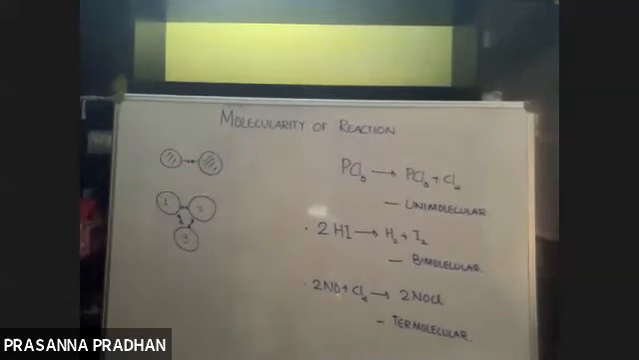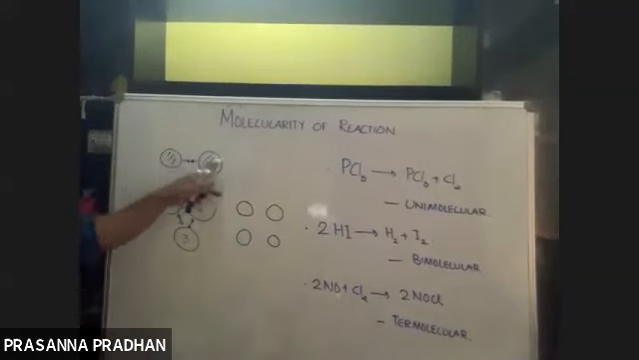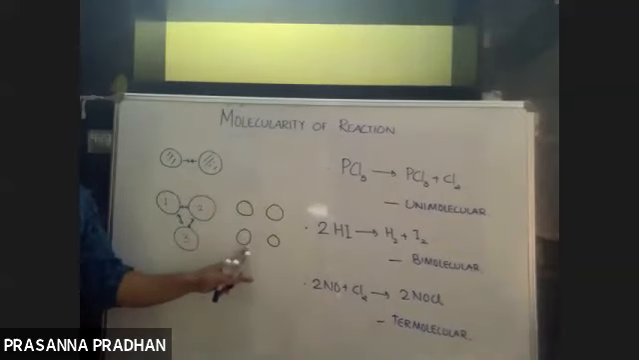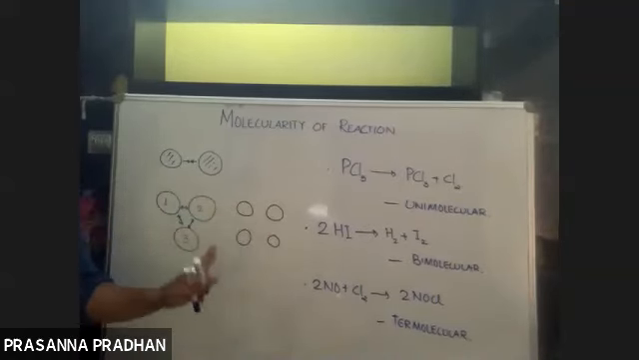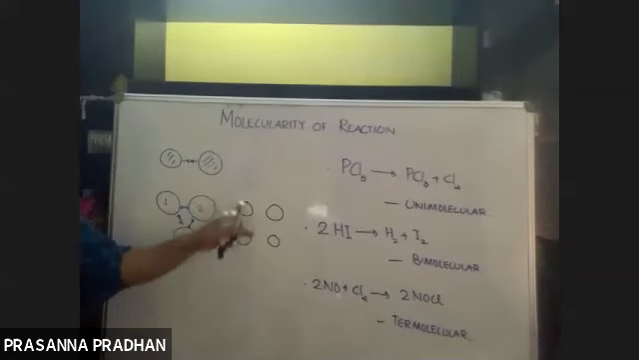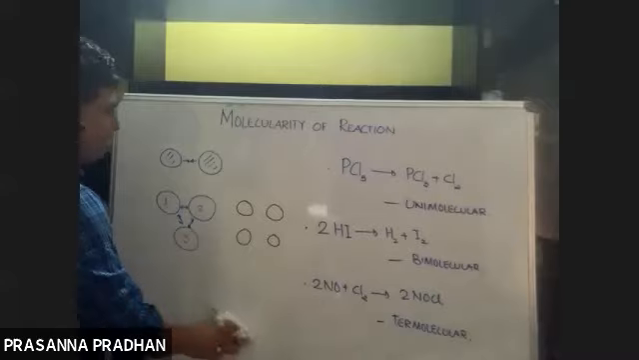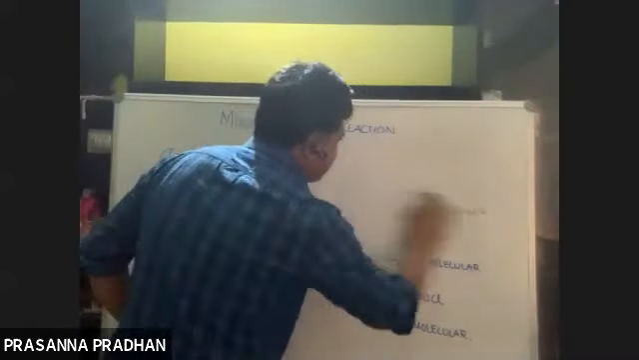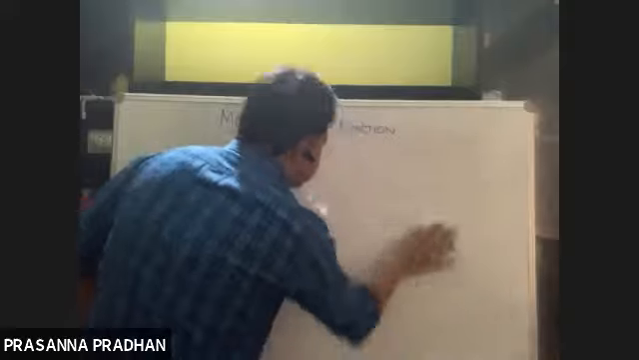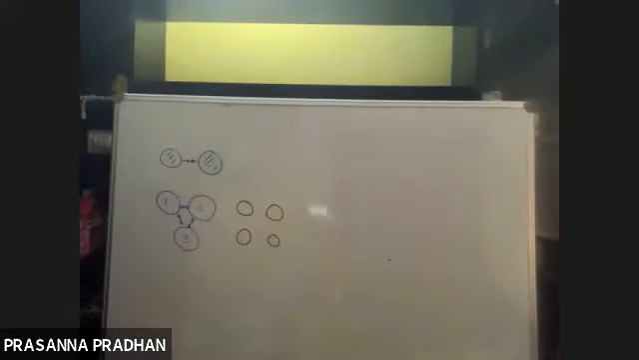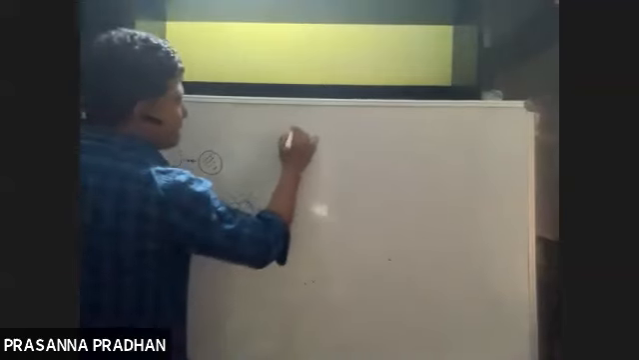According to your logic, as the number of species increases, the probability of simultaneous collision is going to decrease. The probability of four molecules colliding at the same time is very, very low. That is why molecularity of a reaction rarely exceeds 3.